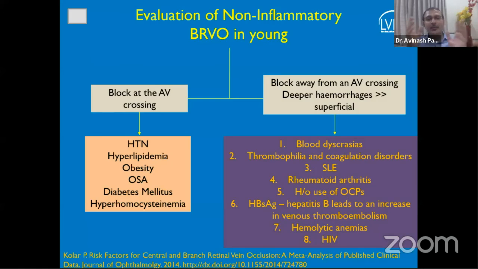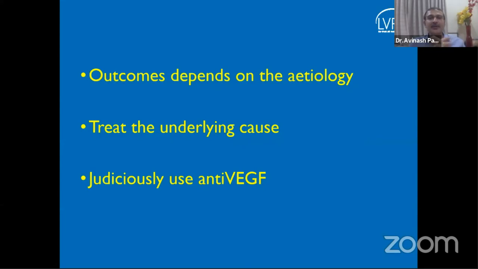And for evaluation, for those where we consider the block at the AV crossing, we know the etiologies of hypertension, hyperlipidemia, obesity. But those which are not at the AV crossing need a detailed evaluation. So outcomes primarily depend on the etiology: treat the underlying cause, and be judicious in using anti-VEGF, especially in a younger individual who presents with vascular occlusion.